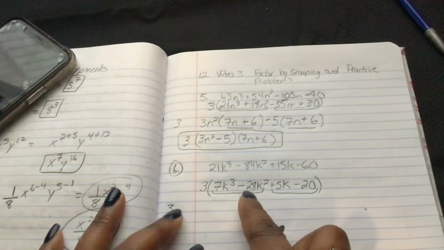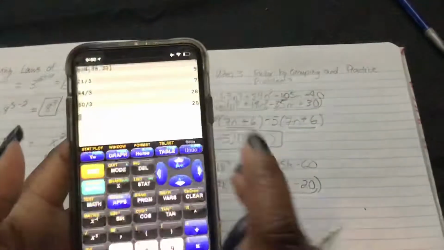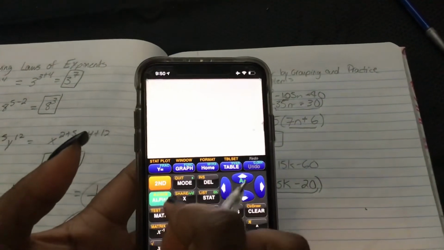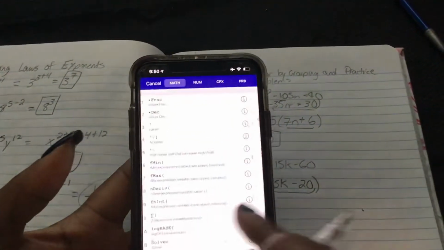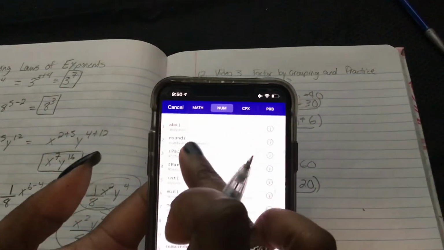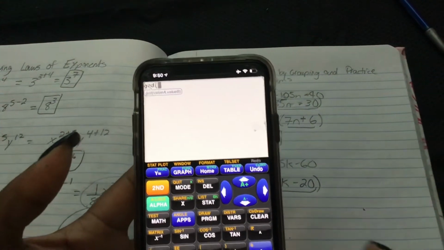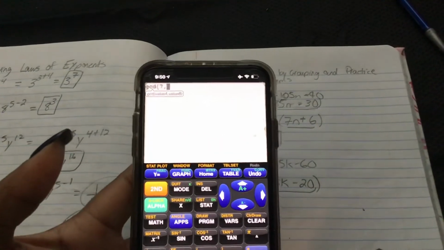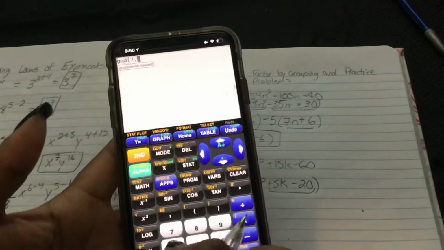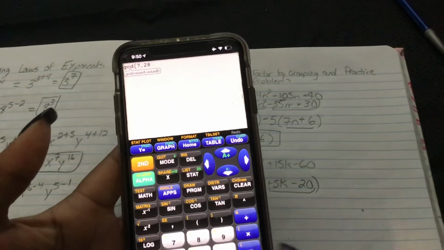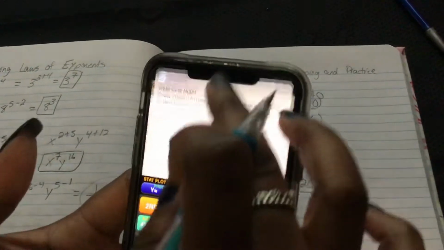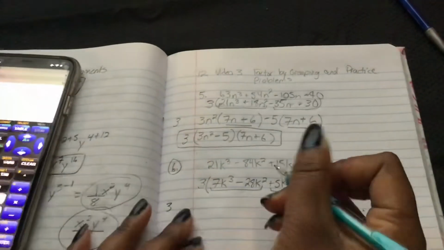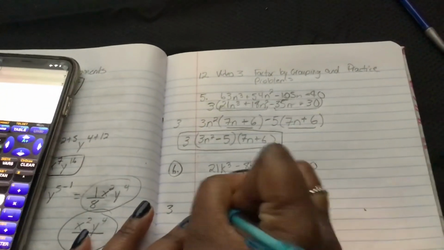So your greatest common factor here, remember, I'm going to show you how to do it in calculator for practice. You could do that in your head, but for practice, I'm going to show you how to do it in calculator. Math, go over to num, go down to GCD, and you're going to type in 7, comma is right above the 7, and 28, okay? Close the parentheses and press enter. All right, and that gives us 7. So we're going to take out a 7.